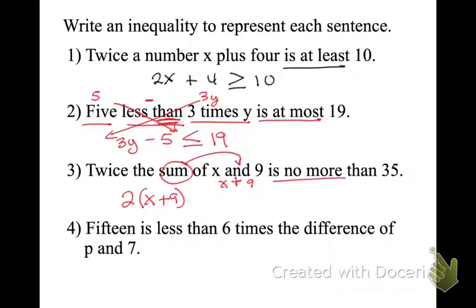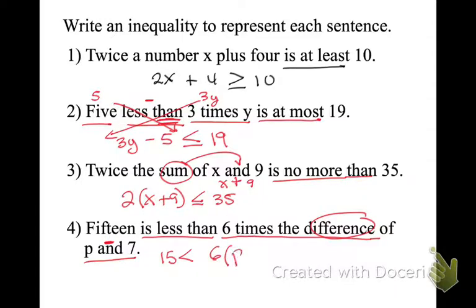"Is no more than" has to be less than or equal to 35. And last, 15 is less than. So I'm doing this, is less than. This is the inequality sign. 6 times the difference of P and 7. Send the difference to the "and" sign. So 6 times the difference would be P minus 7. You can't just do 6P because it's 6 times the difference, and the difference is P minus 7.